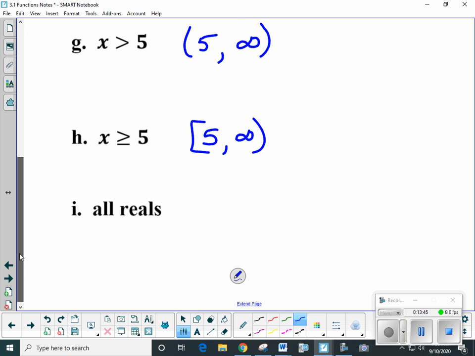All reals, this is interesting. So think about it. You don't have a boundary to the left or a boundary to the right. So it would be negative infinity to positive infinity.